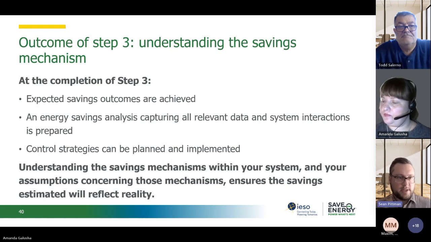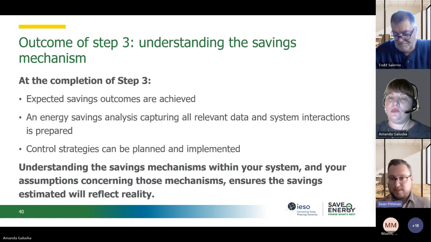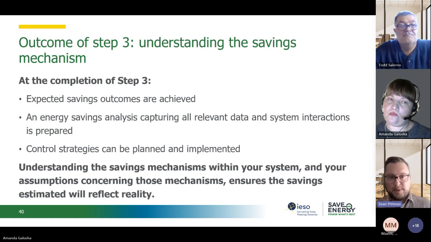So the outcome of understanding the savings mechanisms, and the one that we all want, is that the expected savings outcomes are achieved. The energy savings analysis will capture all relevant data and system interactions, and control strategies can be planned and implemented. If you've identified these things and understand how they work, you'll be better able to implement those control strategies. Understanding the savings mechanisms within your system, and your assumptions concerning them, ensures the savings estimated will reflect reality.